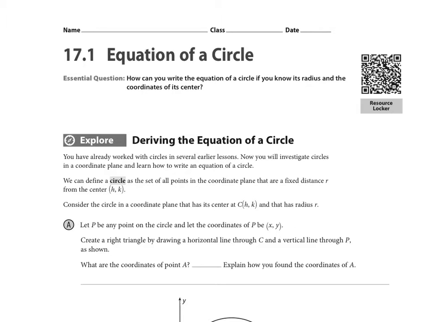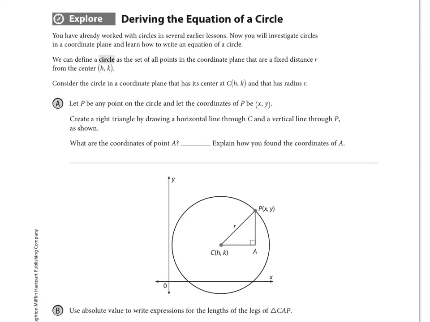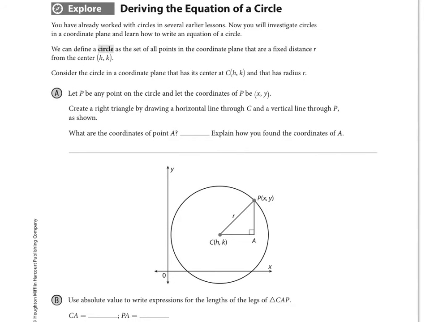So as you can see here, we're going to consider the circle as it says in the Explore, and I'm on page 889 here at the start of this section. It says consider the circle in a coordinate plane that has its center at h comma k, so the point C is h comma k, and has radius r. If we're looking at the diagram that's below, here's our center, so coordinates h comma k and radius r.